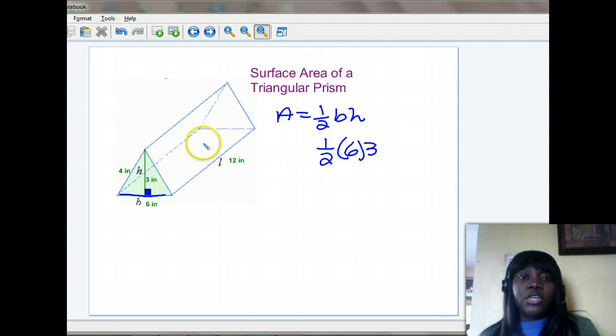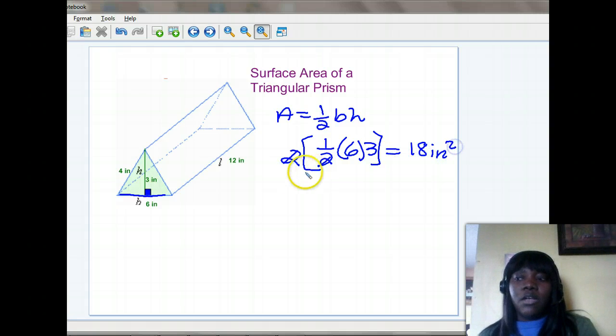Now, if we take a look at this, we have 2 of them. So I have to multiply this whole thing by 2. Now, what happened to the 2's? The 2's are going to cancel each other out. So here, the area of both bases is going to be 18 square inches. Alright, so here I have the bases out of the way.